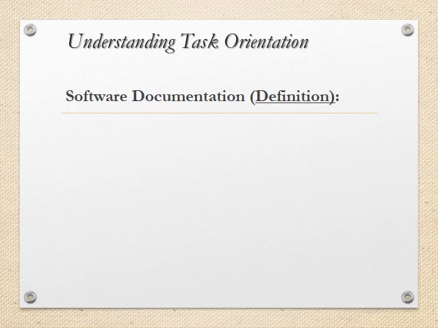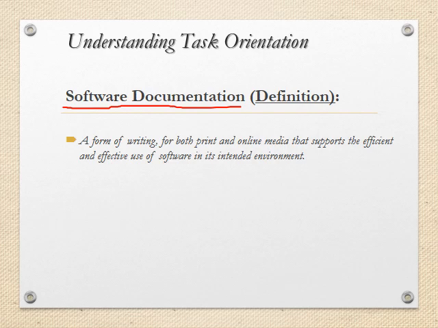Here in this slide, we will try to define what we mean by software documentation. There are many definitions found for software documentation. Software documentation can be defined, first, as a form of writing for both print and online media that supports the efficient and effective use of software in its intended environment. So basically, it's any kind of document you provide for your user so you can make them efficient in their software and effective in their environment.